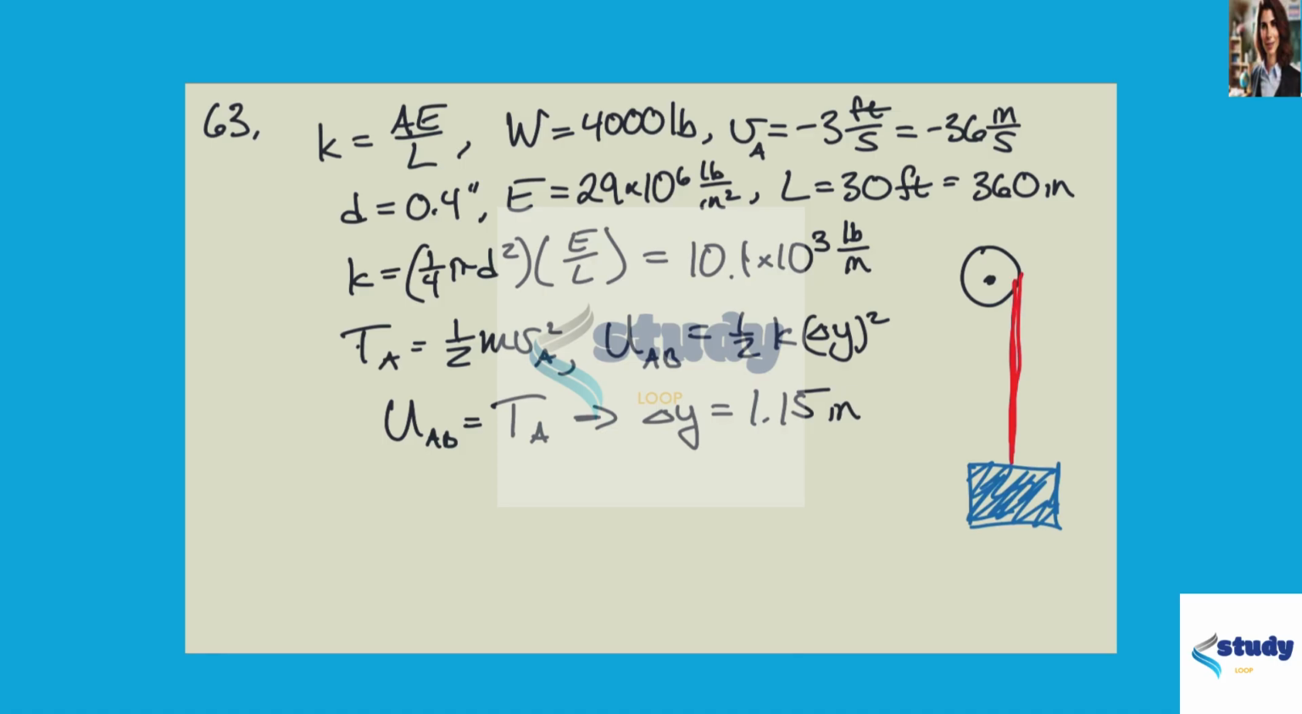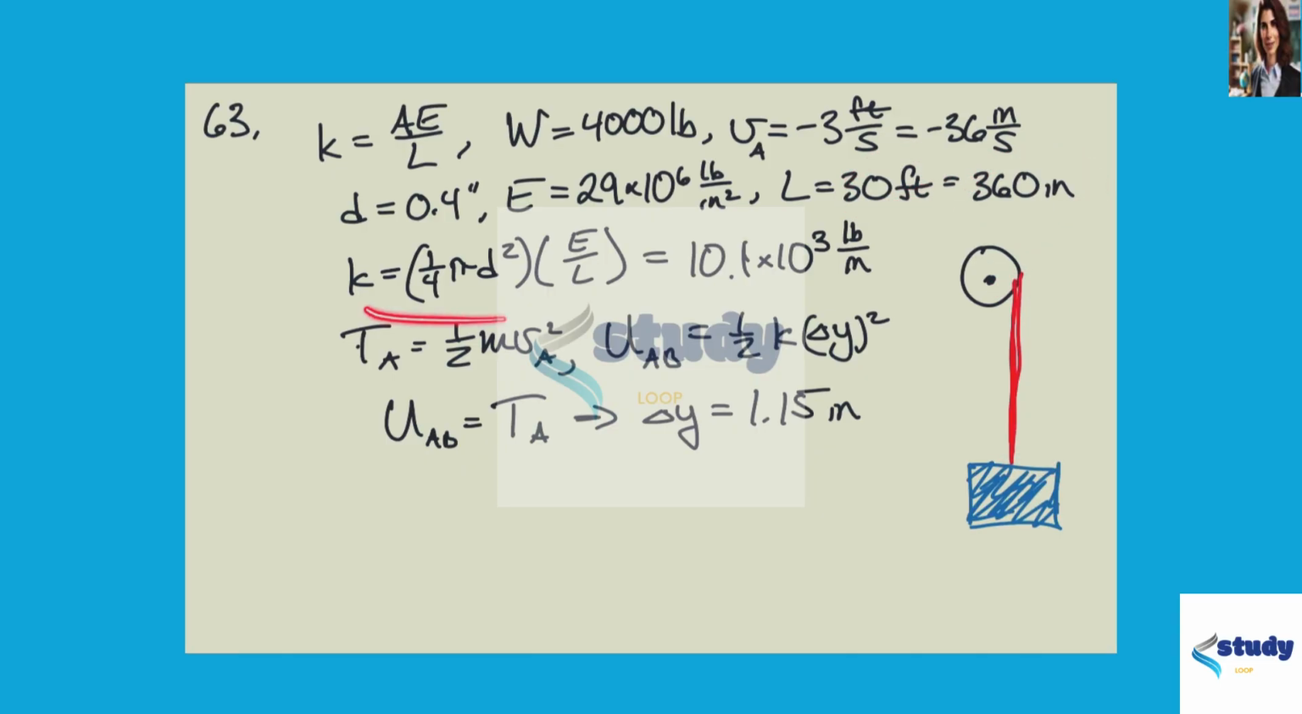So this thing weighs 4,000 pounds, and again it's going down at 36 inches per second. The diameter of the cable is 0.4 inches. The Young's modulus is, let's see, did it actually say what the material was? I don't see it in there. Anyway, they give us a Young's modulus, and then we know that it has been lowered 360 inches or 30 feet when it suddenly stops.